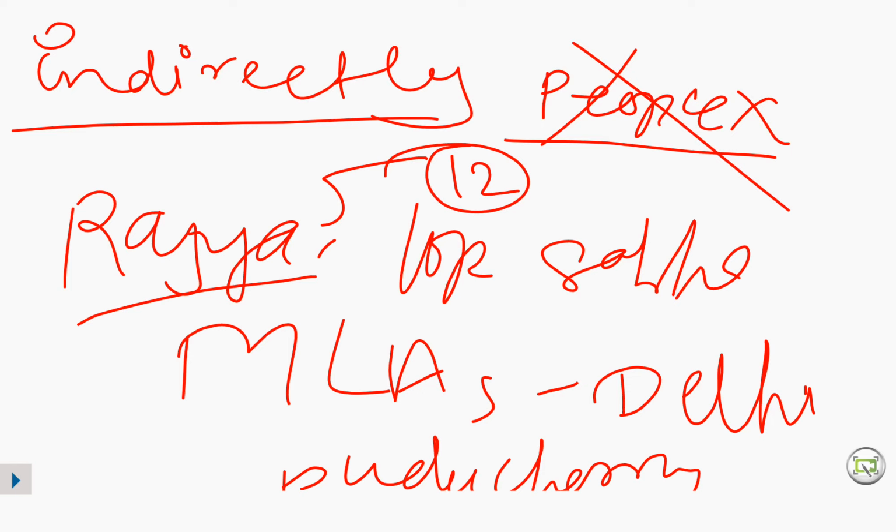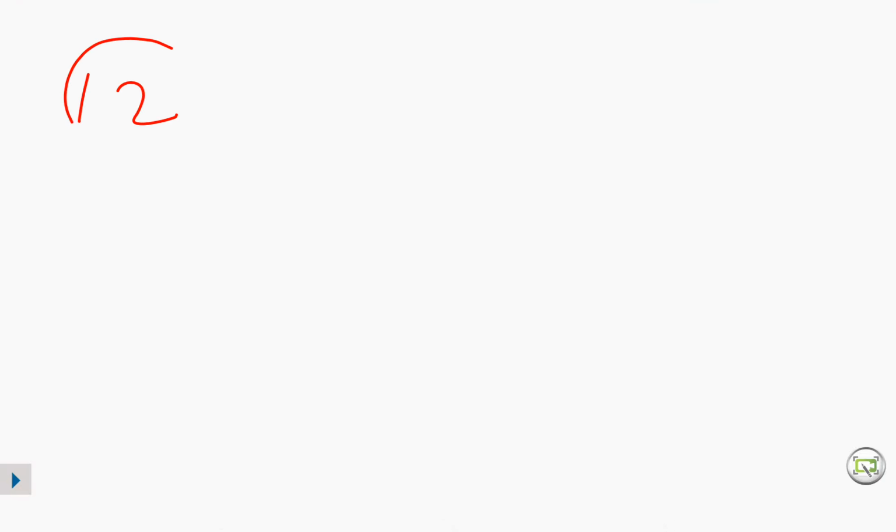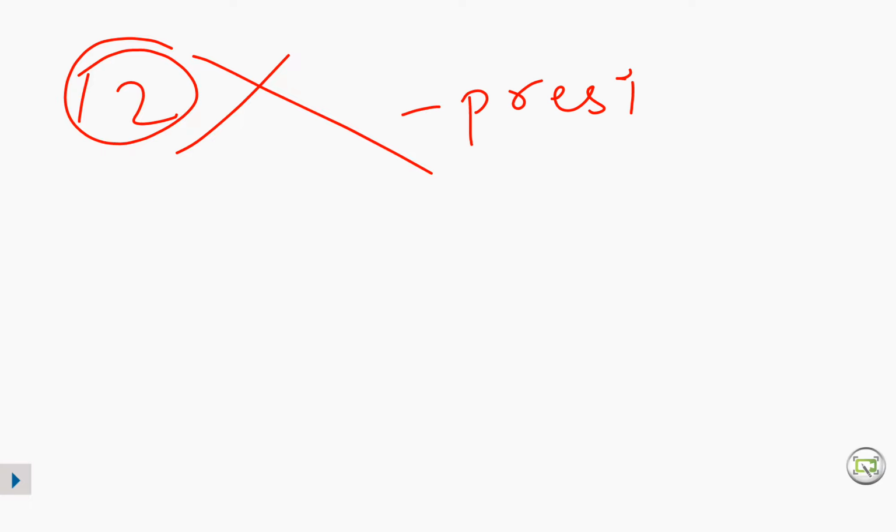So are they eligible to vote for the president or not? This is our question. Will these 12 nominated members vote for the election of president or not? No, they will not vote. Why? The president has only nominated them. So will they vote for others?